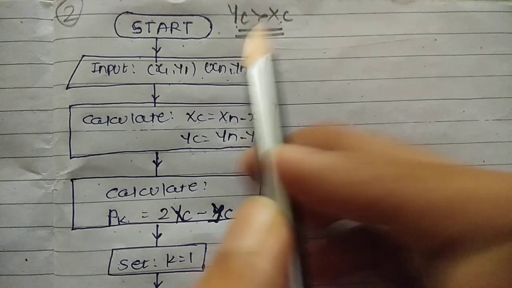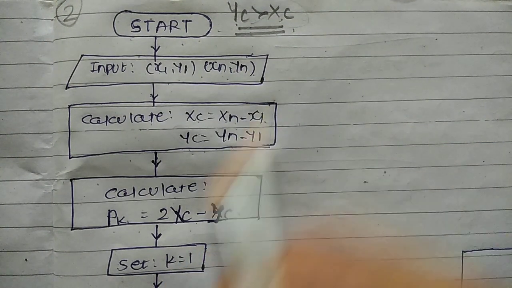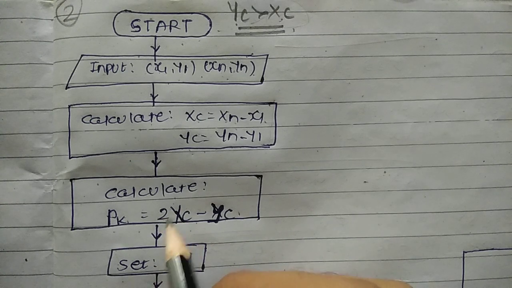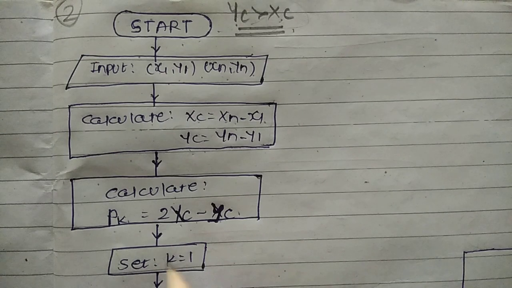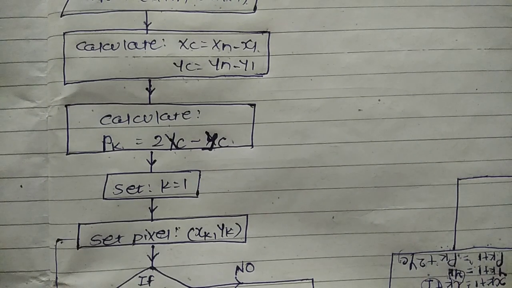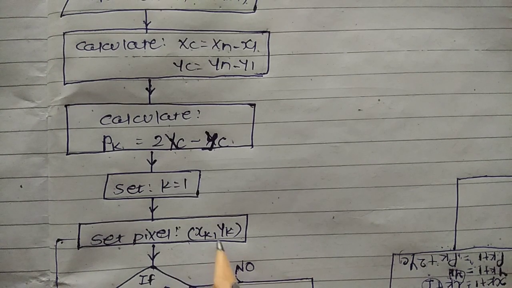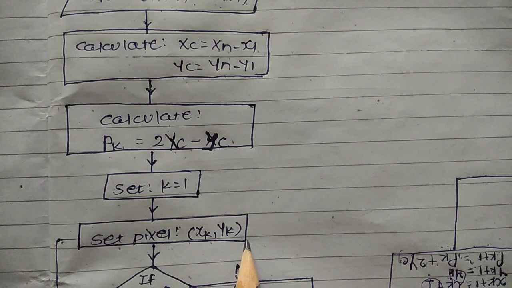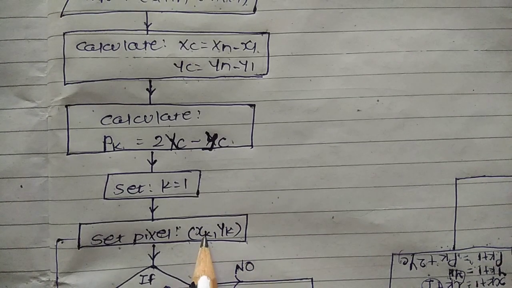Here the yc value is larger than xc, so we need to multiply the value of xc by 2 and subtract yc from this value. Now set k equals 1 for the first point, which is the starting point of the line. After that we need to set the pixel xk, yk, the first coordinate point, the initial point.